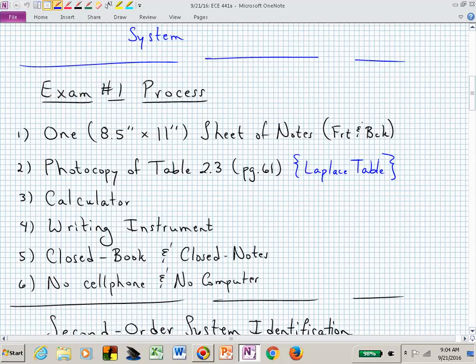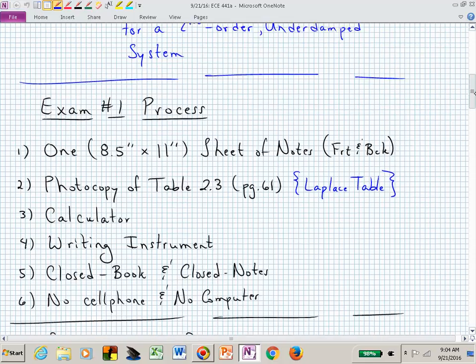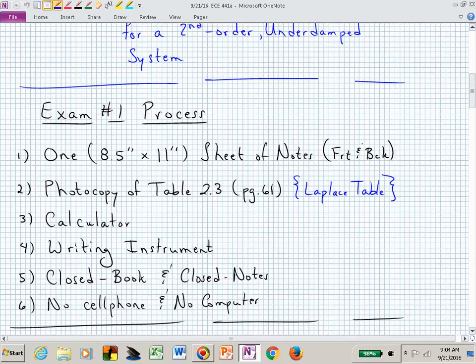You can bring that in for being able to go back and forth in the time domain and the frequency domain. You can bring a calculator, and I'm not going to inspect your calculator. It can be whatever calculator you want. Bring something to write with, but everything else is not allowed. No book, no notes other than your 1 sheet, no cell phones, no computer, no buddy. So that's where we're at with exam number 1. Are there any questions? There's plenty of practice exams, I believe, on D2L that you should be able to see a little bit of a review from that.